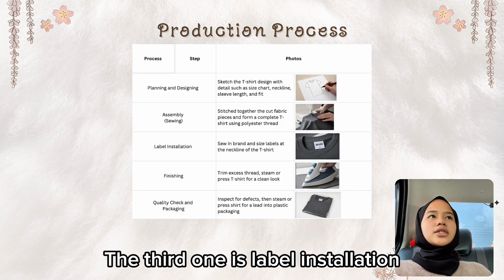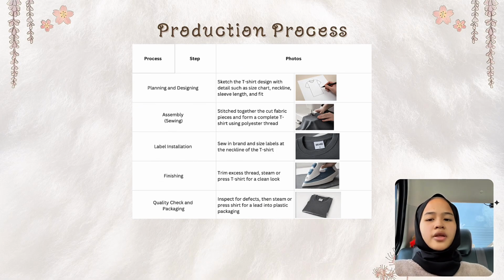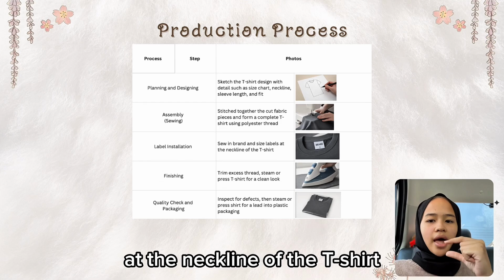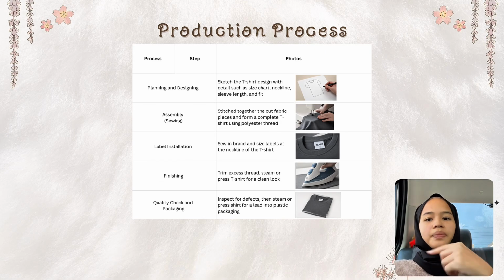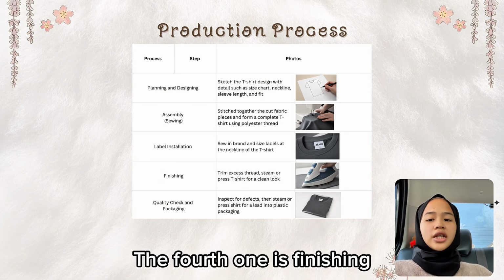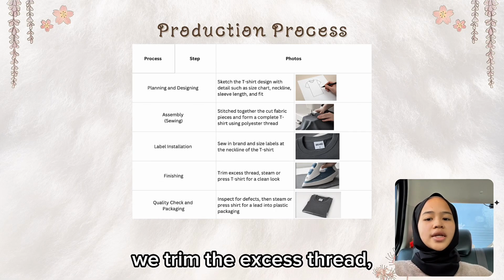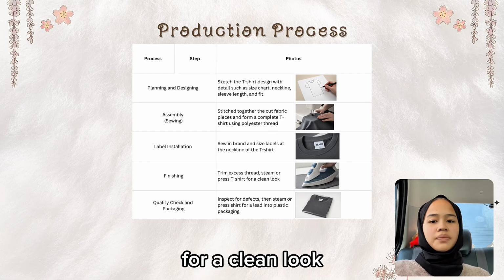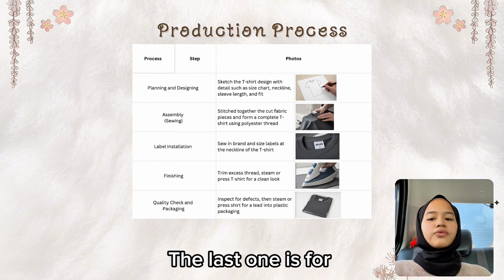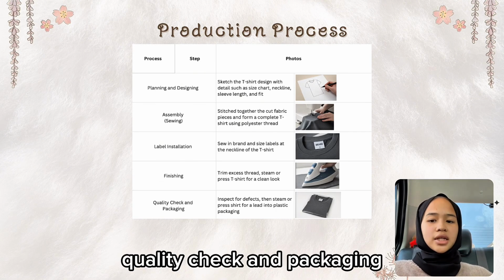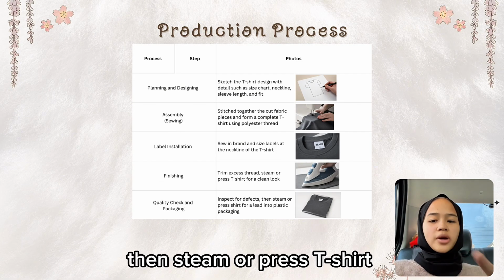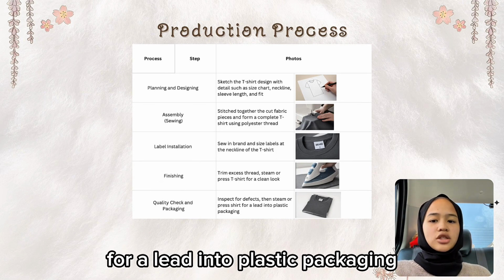The third one is label installation. So we sew in brand and size labels at the neckline of the t-shirt. The fourth one is finishing. We trim the excess thread, steam or press the t-shirt for a clean look. The last one is quality check and packaging. So we inspect for defects, then steam or press the t-shirt and put it into plastic packaging.